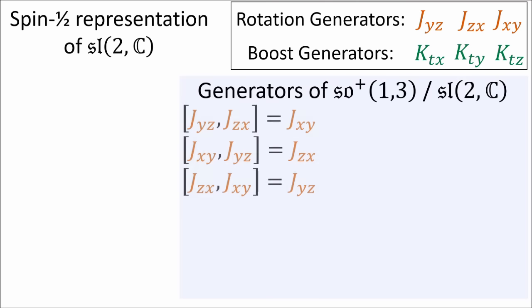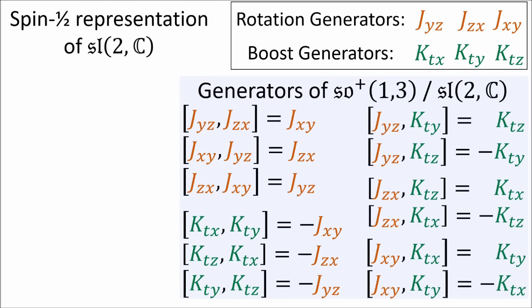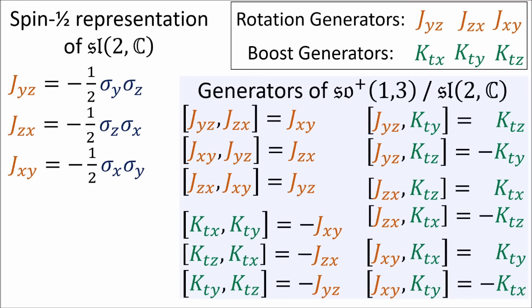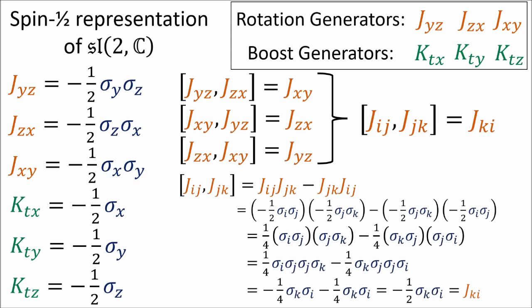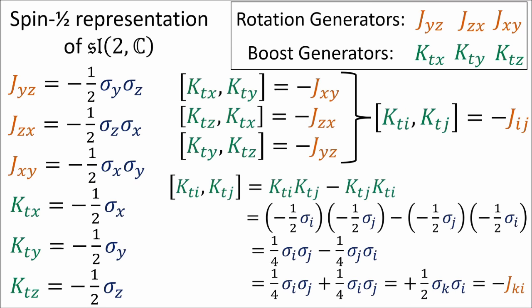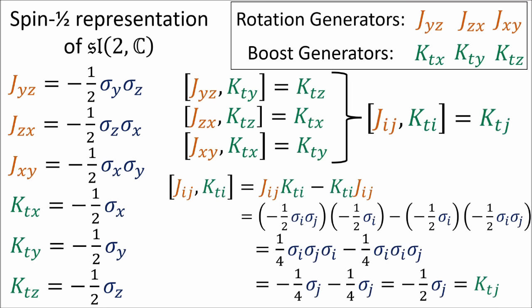As a reminder, these are the commutation relations for the SO+(1,3) Lie algebra. These should be the same commutation relations for the SL2C Lie algebra. We saw earlier in this video that the rotation generators needed a factor of negative 1/2 in front of the bivectors to make these commutation relations work out. For the boost generators, we must also put negative 1/2 in front of the vectors to satisfy the commutation relations. You can pause if you want to see the proofs that these commutations work out, or try to work them out yourself. This is the JJ commutator, the KK commutator, the first set of JK commutators, and the second set of JK commutators.